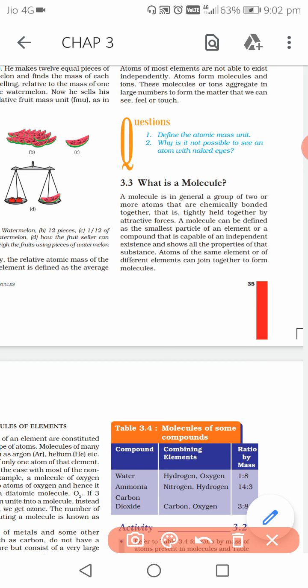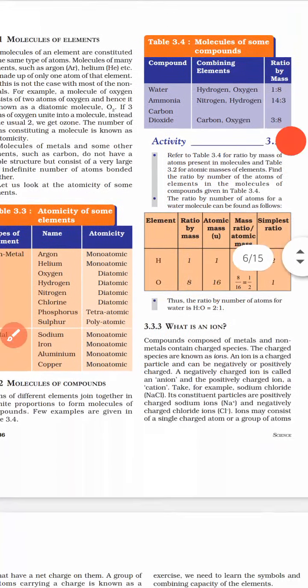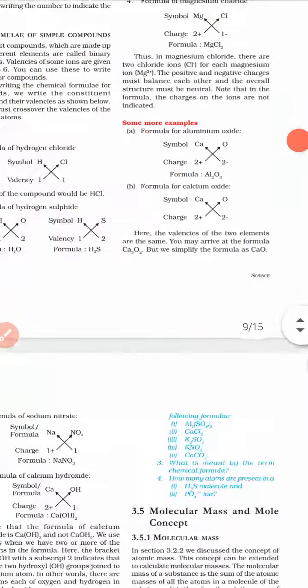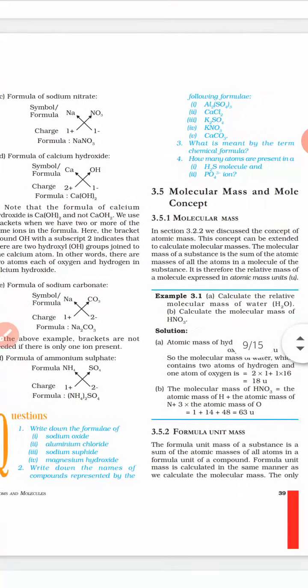So I think these two questions we already discussed. Define atomic mass unit, you have the answer of it. And why is it not possible to see all atoms with naked eyes? Because the size of an atom is very small. Okay, these are minute particles. Next question is given on this page.